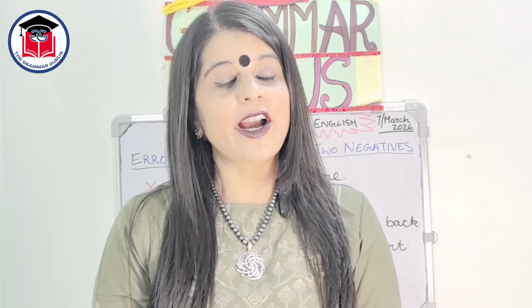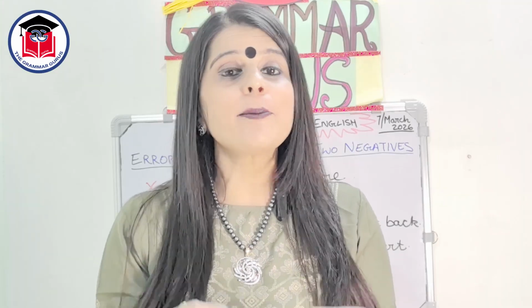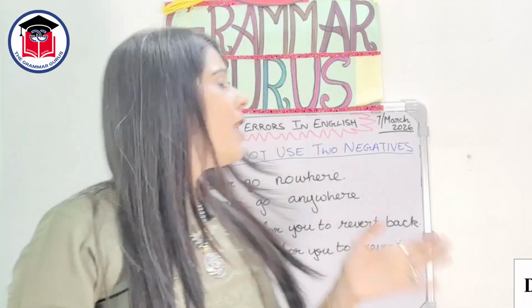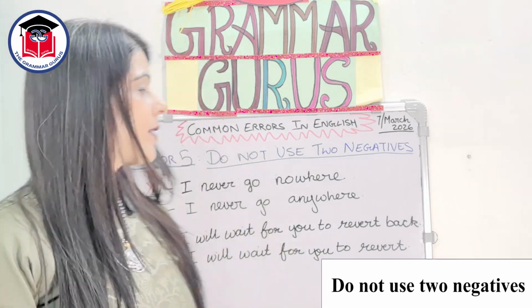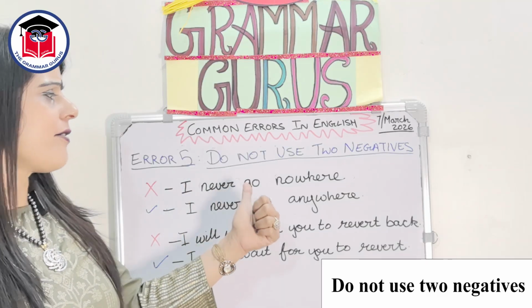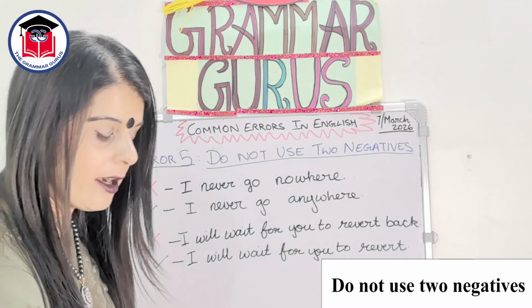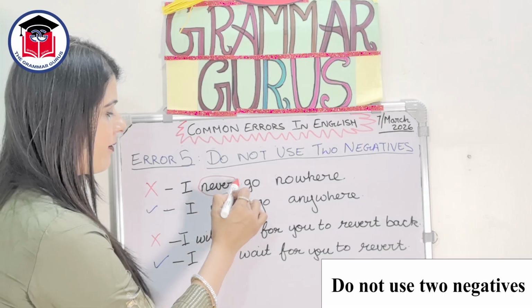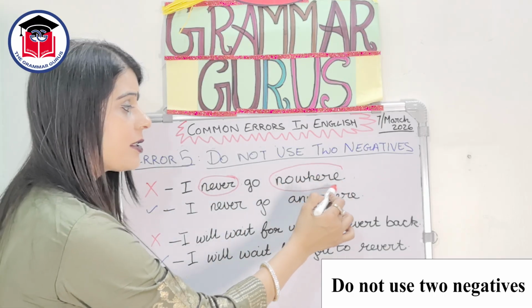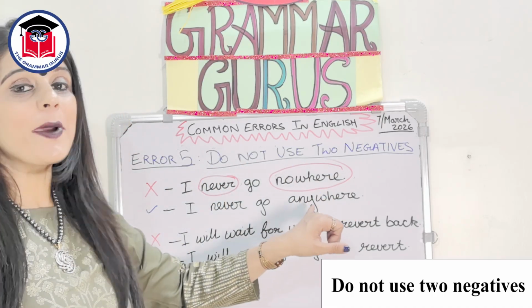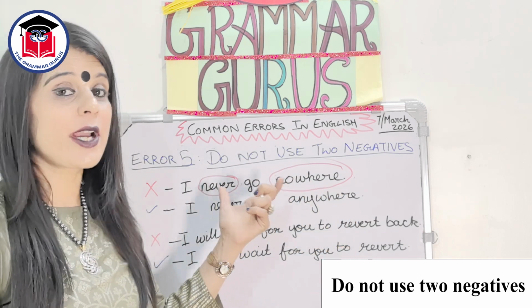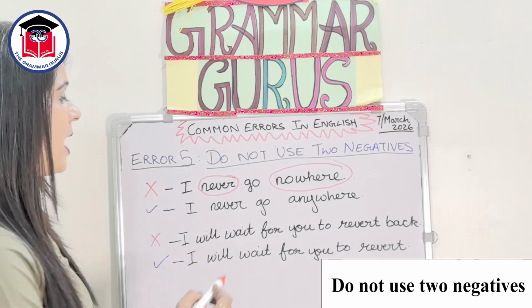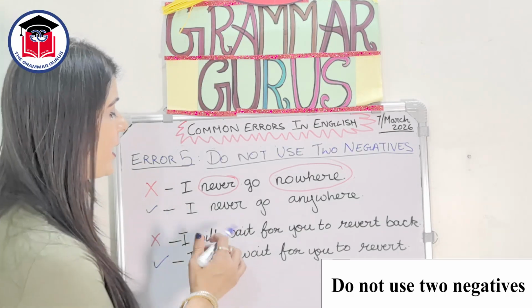Moving on to error 5, and you would be surprised to know that it is another very basic error that we make. Do not use two negatives. What am I trying to say? Let's see the sentence, I never go nowhere. Here, never is a negative. Nowhere is also a negative. Hence, this combination is wrong because you have used two negatives together. The correct sentence would be, I never go anywhere.